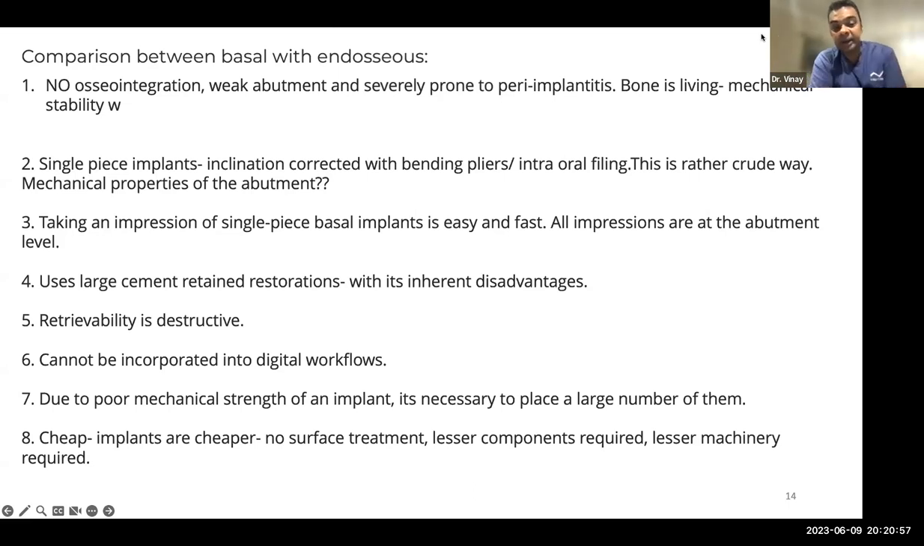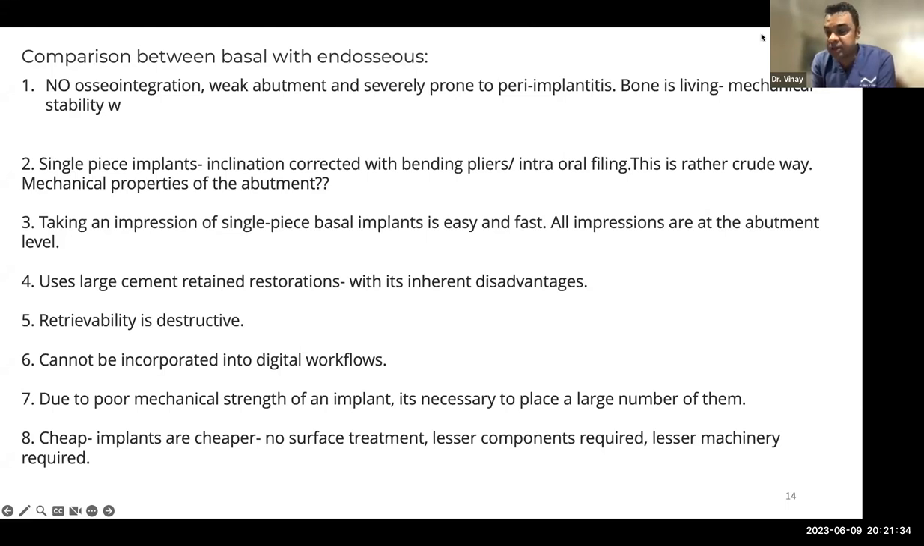We cannot incorporate basal implants into digital workflows because their progress of science is not trying to get digital, but rather to make it as simple and uncomplicated as possible. Due to the poor mechanical strength of one basal implant, it is necessary to place a large number of them. And then that is again another question, why do you need to place so many implants? You know, they are cheap, of course. The implants are cheap because there's no surface treatment required. It's just mechanical polishing.